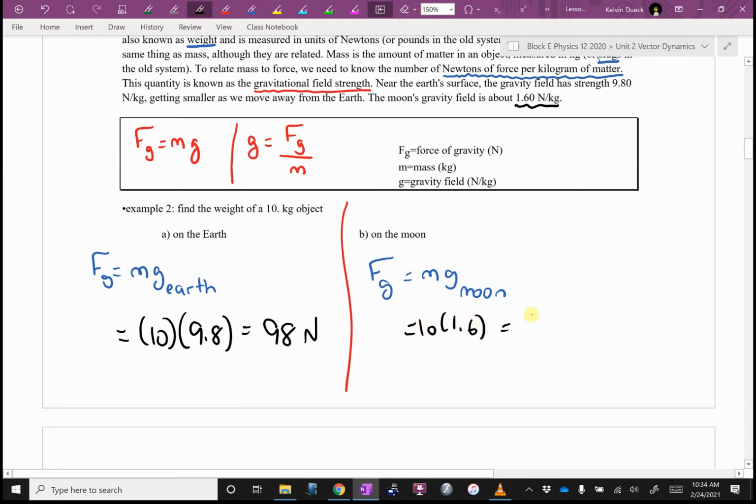Owen, that's your cue. 16 newtons. So does the object have less mass on the moon? No. Less weight? Yes. And there's the answer a little bit to your question then. So you would be able to lift up more than you were used to on Mars, let's say.